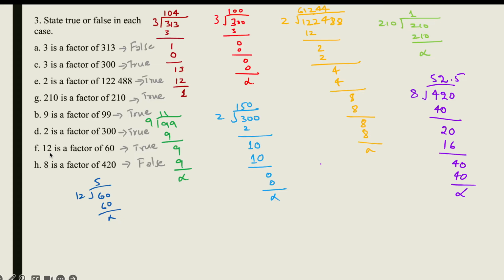The same is done for 60. 12 into 5 is equal to 60. No remainder. So 12 is a factor of 60.